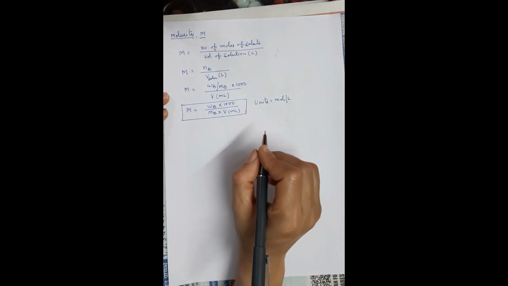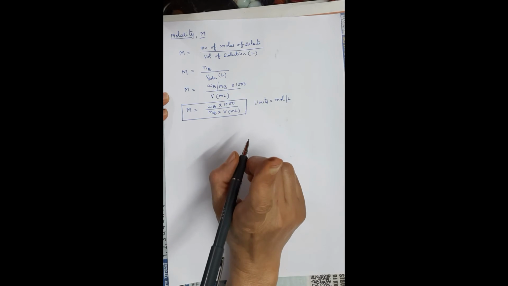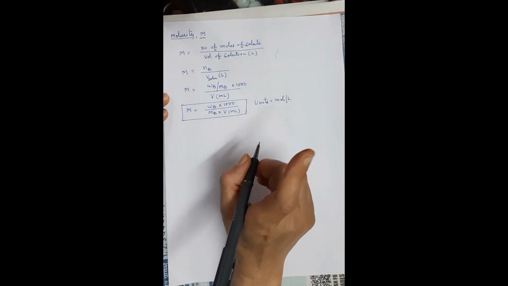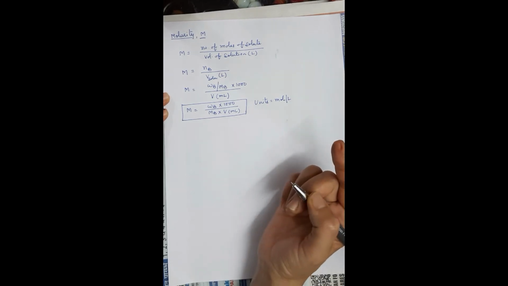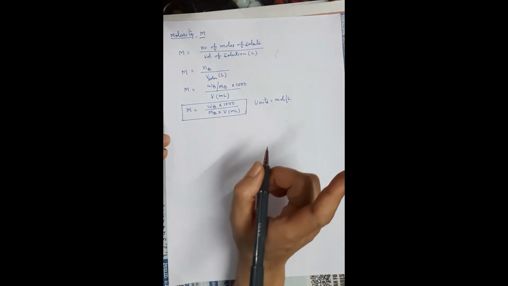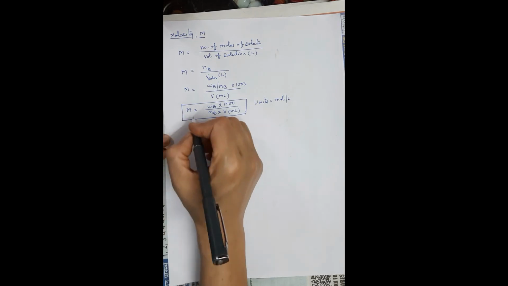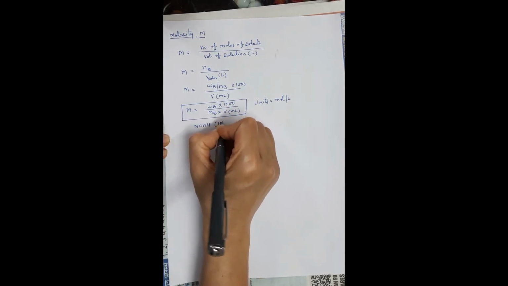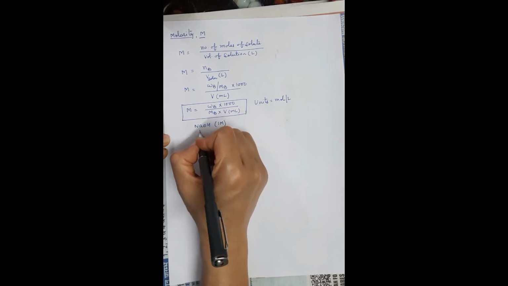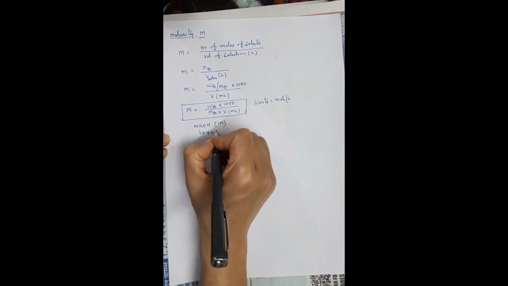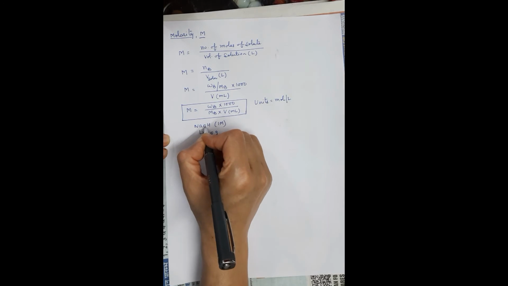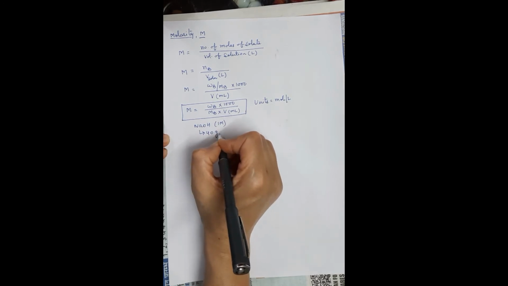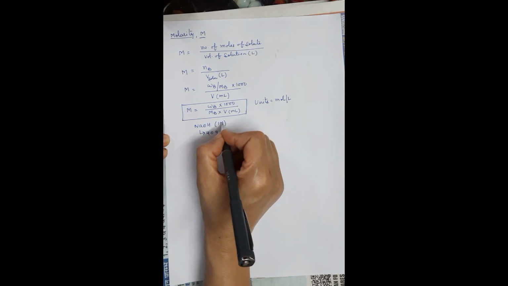Let me explain it further. If you want to prepare 1 molar solution, what will you do? Dissolve 1 mole in 1 liter. Suppose you want to prepare 1 molar sodium hydroxide solution. What will you do? You will dissolve 40 grams of NaOH, why am I saying 40 grams, 23 plus 16 plus 1, 40 grams of NaOH in 1 liter of solution, and you will get 1 molar solution.